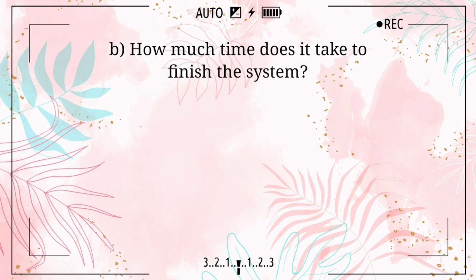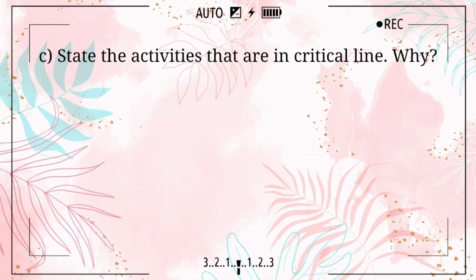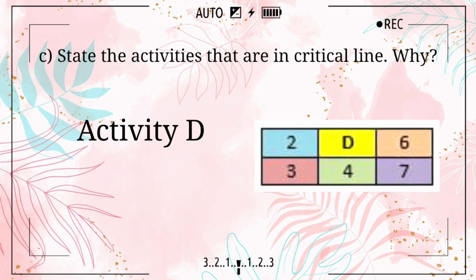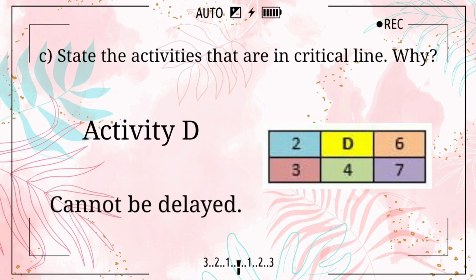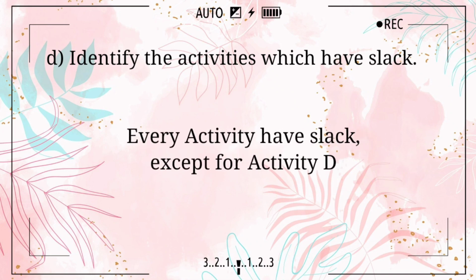Okay, so for the next question, how much time does it take to finish the system? Okay, so based on the CPM, the answer is 43 weeks. Okay, the next question is, state the activities that are in the critical line. Okay, so based on the CPM, only activity D is in the critical line because this activity cannot be delayed. Okay, so for the last question, identify the activities which have slack. So the answer is every activity has slack except for activity D.